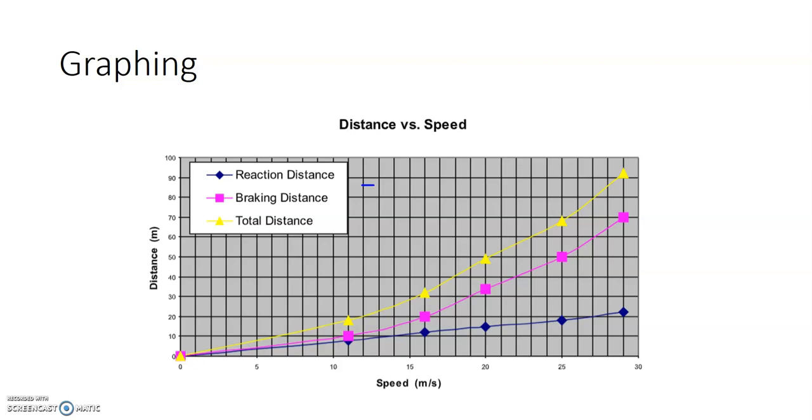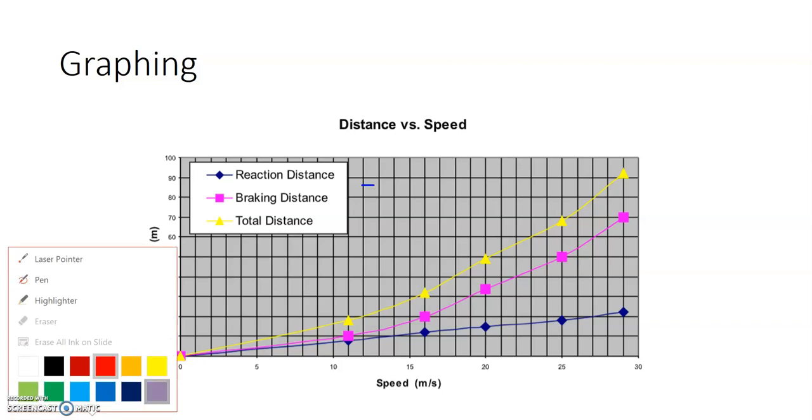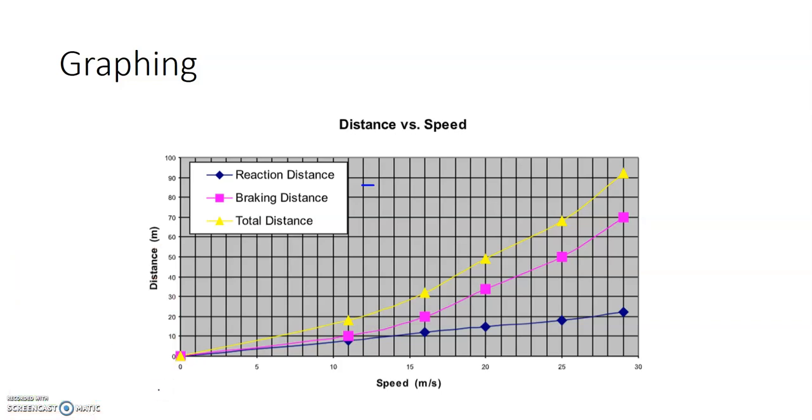So here we have our graph of all three relationships. So we see that the reaction distance, braking distance, and total distance are dependent on the speed that you're going. So that means that speed is the independent variable. It is manipulated, and that affects the distance. So speed is the independent variable on the x-axis, always independent on the x.